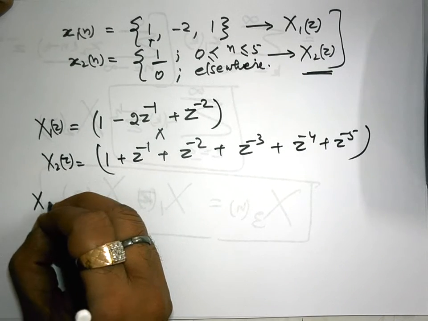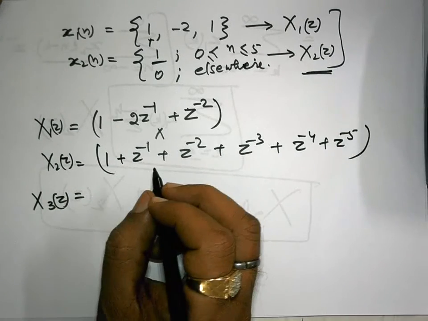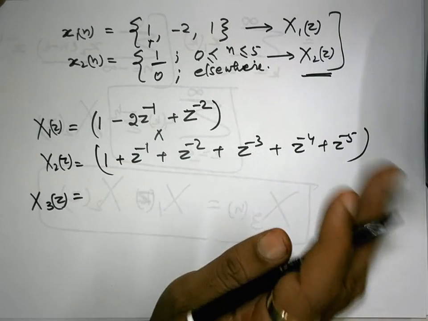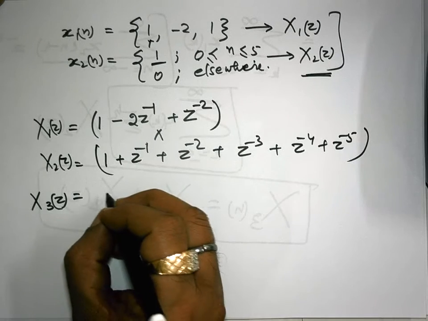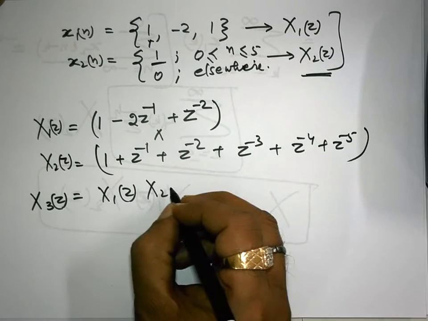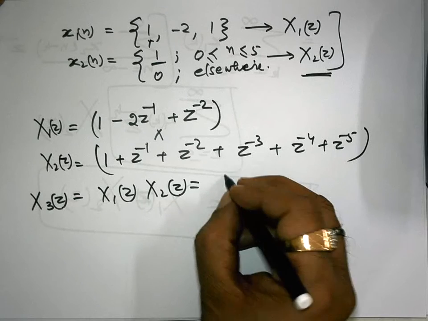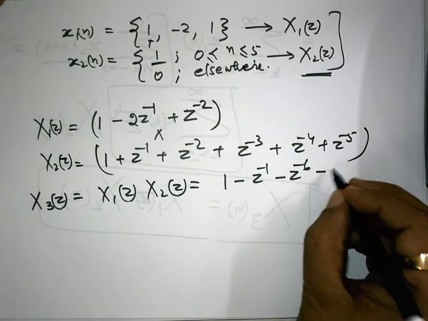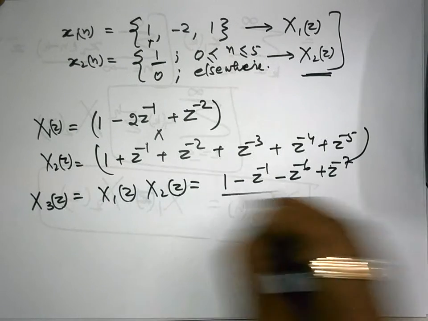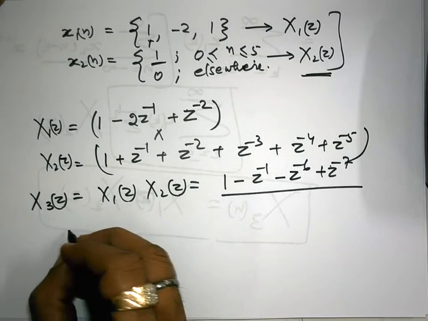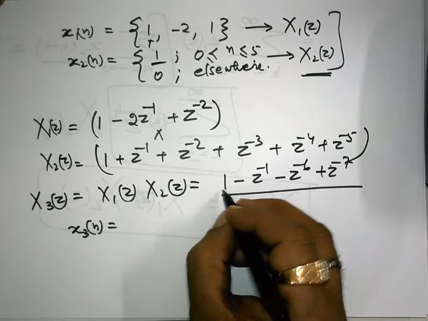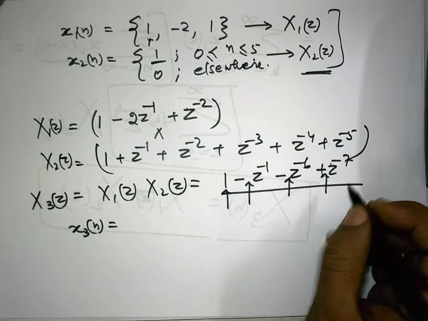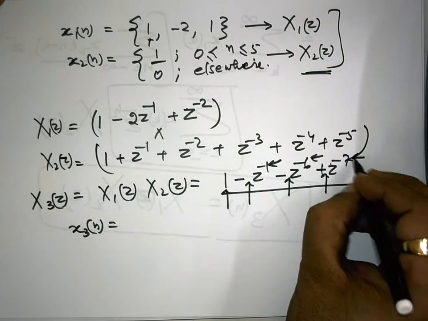If you perform the polynomial multiplication, I am simply writing down the result because it will take time to perform the multiplication, and this is an easier task that you can perform very easily. The result found is 1 minus z to the power minus 1 minus z to the power minus 6 plus z to the power minus 7. So if you evaluate this signal, these are the coefficients you have to retain, and the times at which these coefficients are obtained.